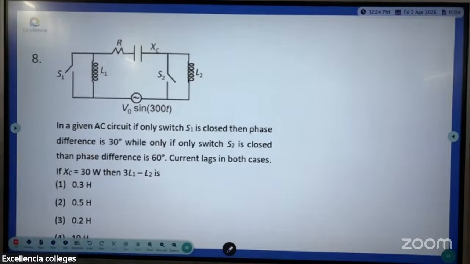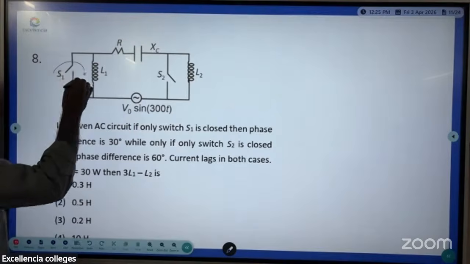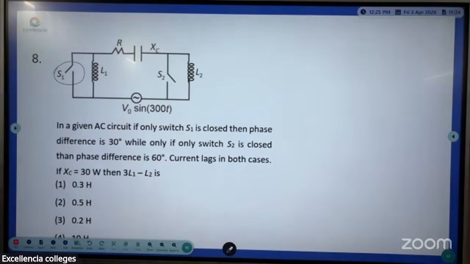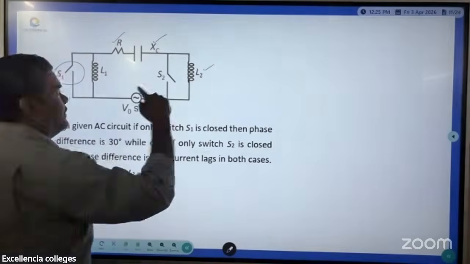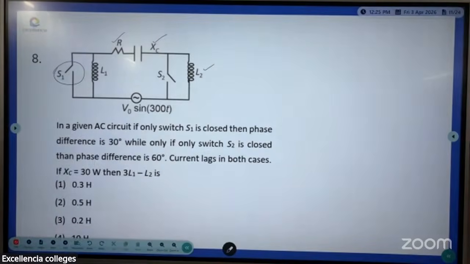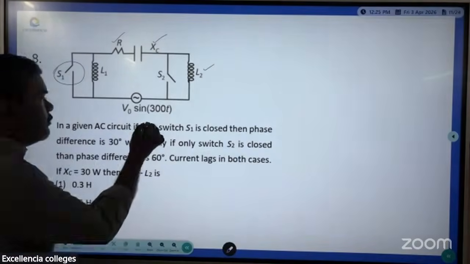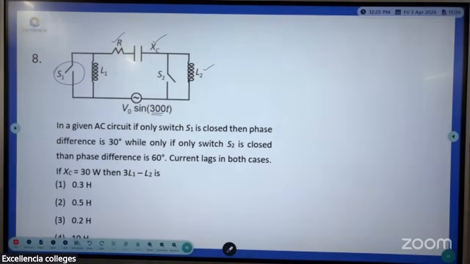This is another one. In a given AC circuit, if only switch S1 is closed, then the phase difference is 30 degrees. Right. So we are closing S1. If you are closing S1, then basically you are short circuiting your L1. And only resistance remains in the circuit now. If S1 is closed, we have R, XC, and L2 in the circuit. So it becomes an LCR circuit whose omega is given as 300.